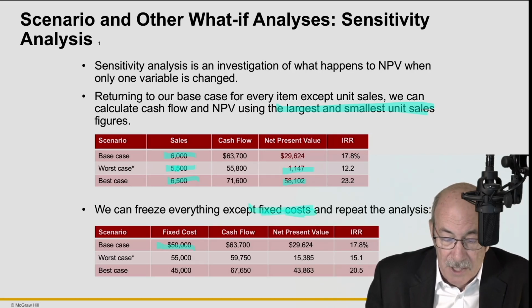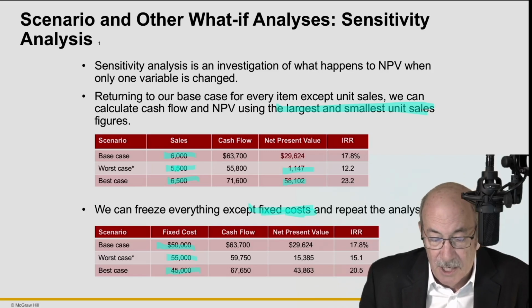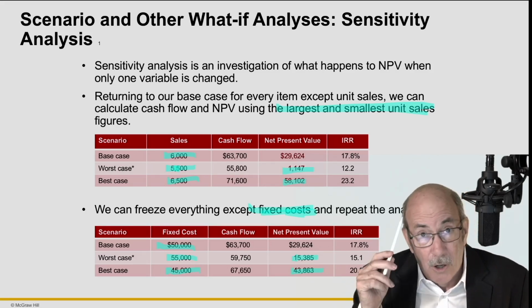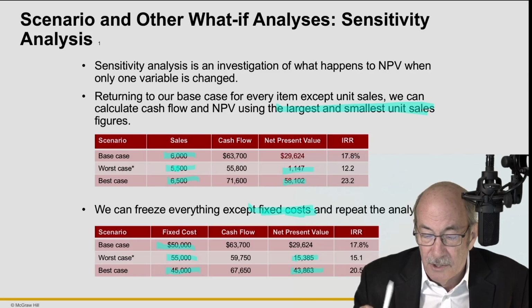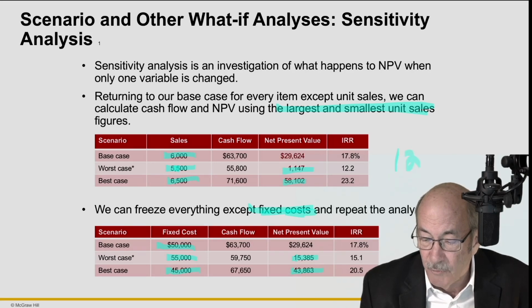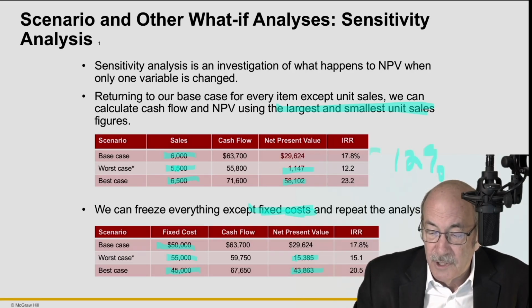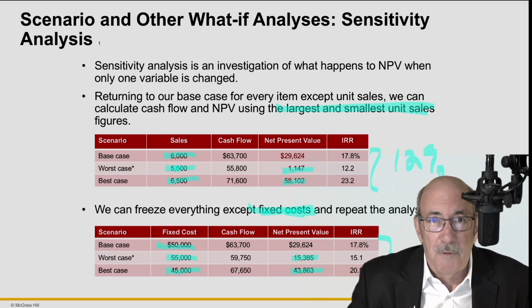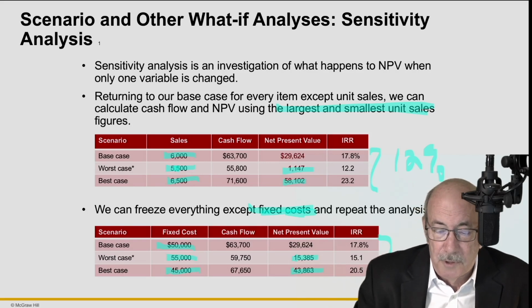Now, here's another sensitivity analysis, just simply looking at changing the fixed cost component. So here we look at the base, the worst, and the best case. And we see that the net present value here varies between 15,000 and 43,000. Not as big a range, but all, again, positive NPVs and IRRs that are above our cost of capital. Remember, our cost of capital is that 12%. So all of these IRRs are above that. So again, that gives us some confidence that our project will likely end up with a positive NPV and should be a project that we would be willing to take.